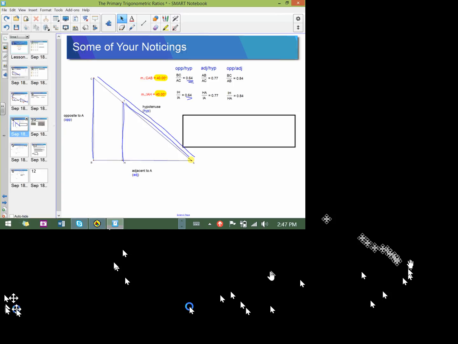Take a look at the next one. We don't have to do them all, but let's look at this one here. Adjacent over hypotenuse. That would be in the smaller triangle. Here's your adjacent side. That compared to this one, that ratio is the same ratio as this full length, or the adjacent in the large triangle, compared to the length of its hypotenuse here. Okay, and that's 0.77 each time. So what we're trying to say is that the ratios, when you compare corresponding sides in similar triangles, are always the same. Okay?